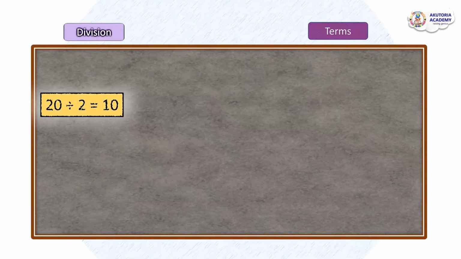Division terms. Division terms are completely different from all others we have talked about. In this example, 20 divided by 2 gives us 10. 20 shared into two groups gives 10. What is 20 in this equation? What is 20 called? And what are 10 and 2 called?